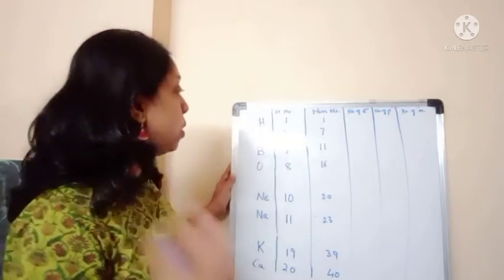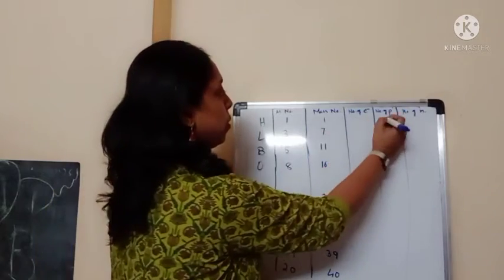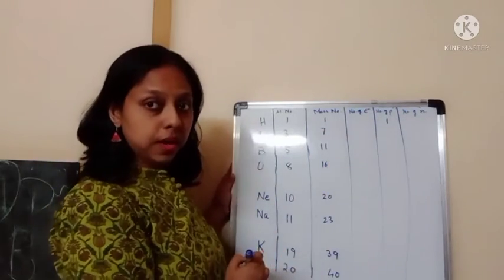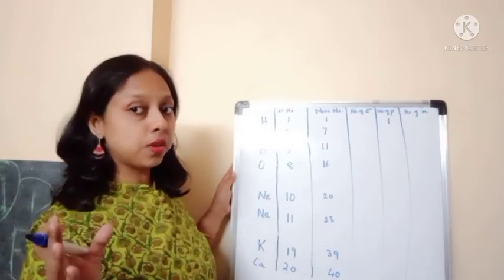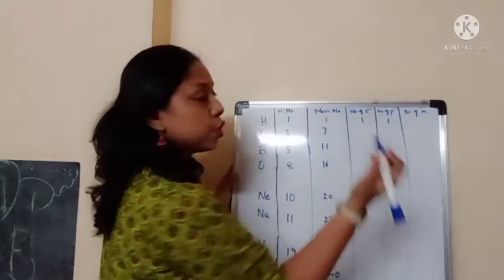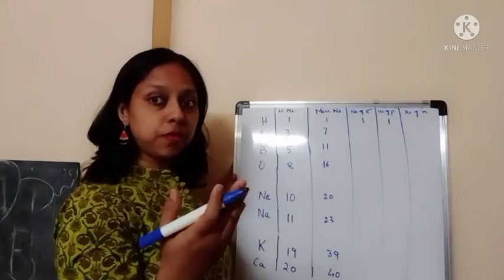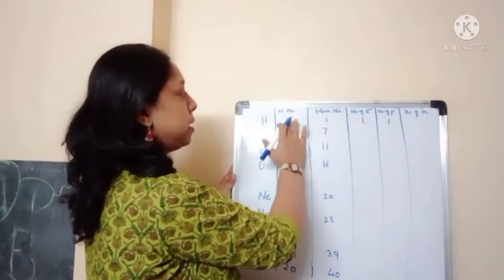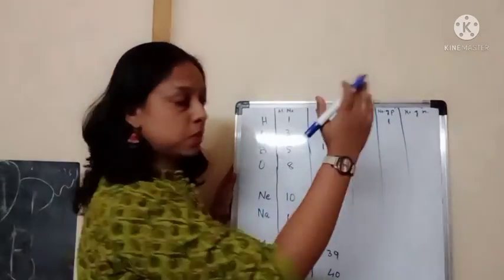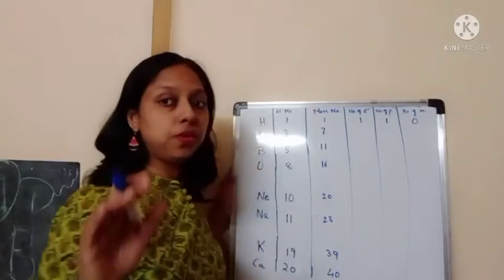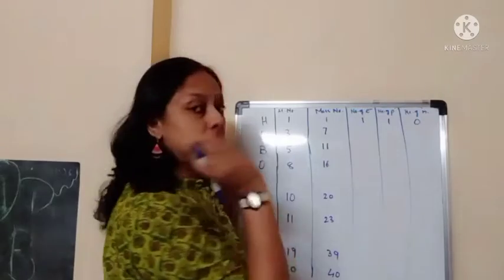So your hydrogen atomic number is 1, so your number of protons will be 1, and because it is an atom, the number of protons and number of electrons are equal, so your number of electrons will also be 1. Your mass number is 1, so your number of neutrons will be mass number minus atomic number, or mass number minus number of protons. So 1 minus 1 will give you 0, so there is no neutron in hydrogen.